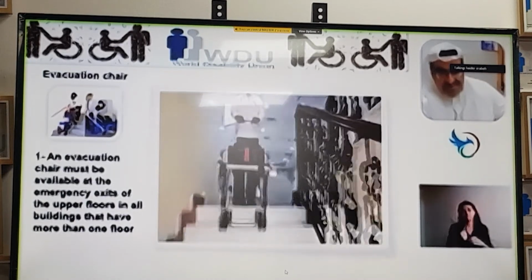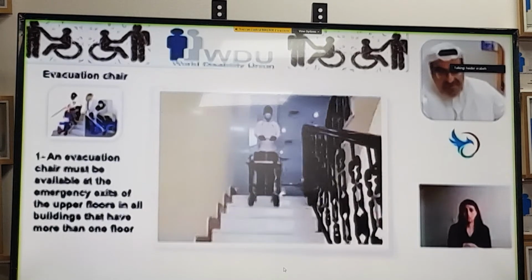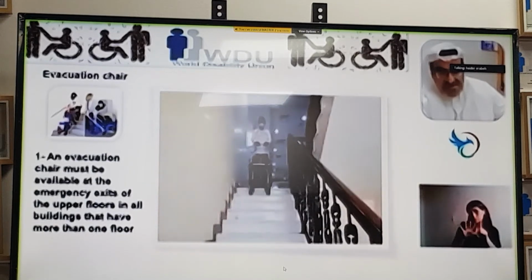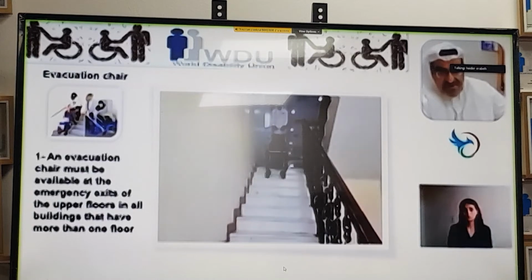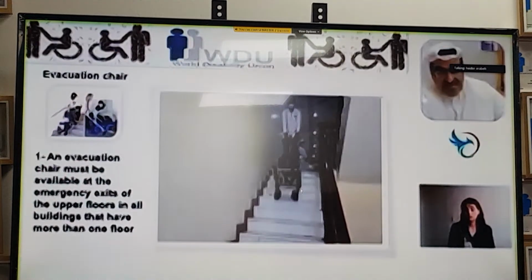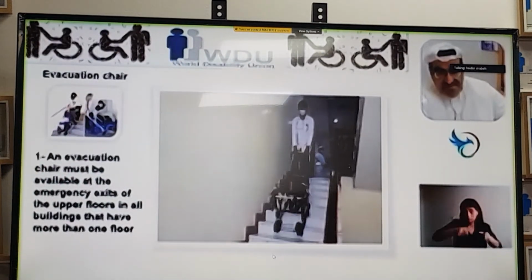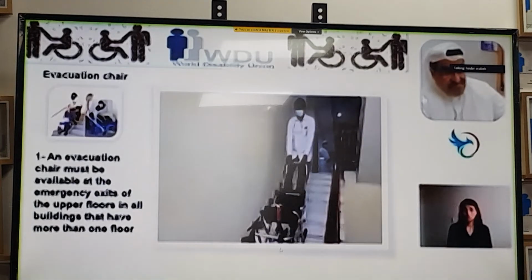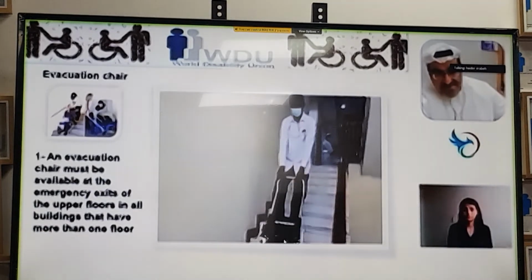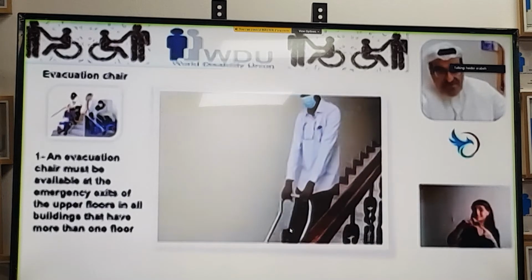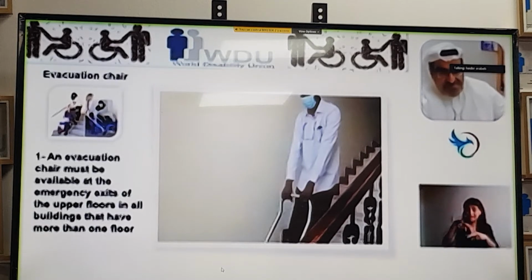As you see, it will be very easy to evacuate anybody in a wheelchair. So he is using only one person, and he is going down. The chair is sliding down easily on the steps, as you can see. So this is very important. An evacuation chair should be in every building, at least one on each floor. Can we continue?